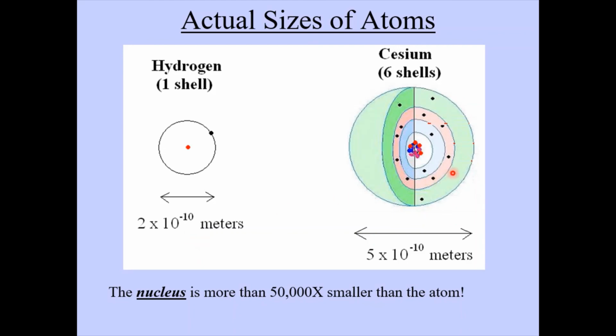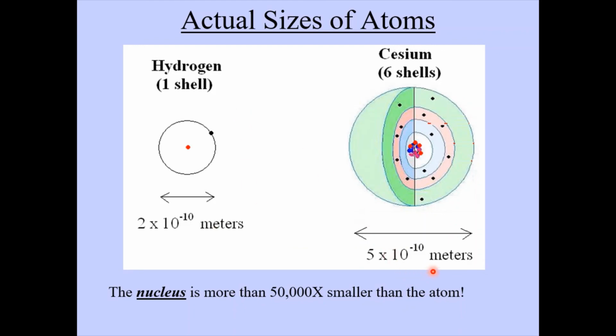If we look at one of the largest atoms, which is cesium, this has 6 shells. You would think it would be a lot bigger than hydrogen, but it's actually not that much bigger because cesium has so many protons that it's pulling these shells in relatively tightly. The size of the cesium atom is only about 5 × 10⁻¹⁰ meters, so it's only 2 or 3 times larger than the hydrogen atom.